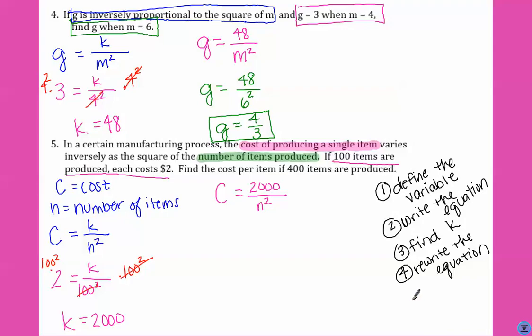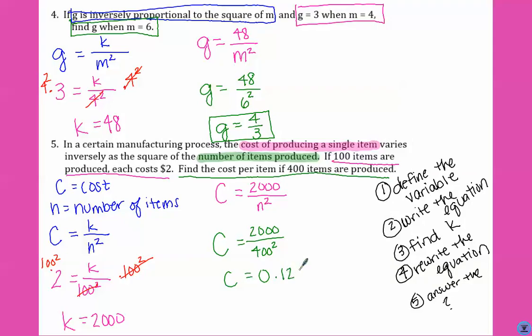And then answer the question. Find the cost per item if 400 items are produced. So we're looking for the cost. K stays over 400 items squared. You actually get that cost equals 0.125, but we're talking about money here and we can't have 3 decimal places, so we'll say that the cost is 13 cents. So $0.13.